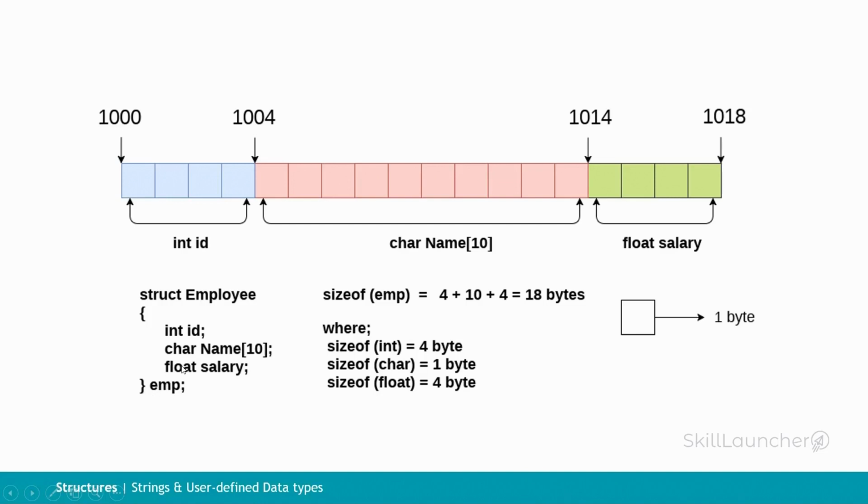Now let's see how the memory is allocated to this structure. The ID is of integer type, so it needs 4 bytes. So the first 4 bytes are allocated to int ID. Now the character array has 10 elements. Each character gets 1 byte of memory. So the next 10 bytes are allocated to the character array. And comes the float salary, which also occupies the next 4 bytes. So if we calculate the size of employee, it would give 4 plus 10 plus 4, that is 18 bytes.